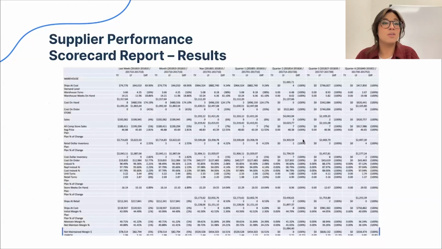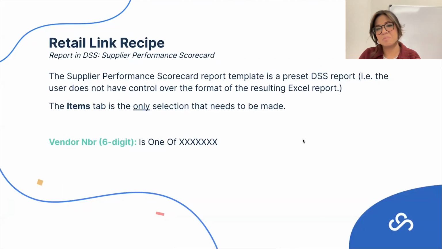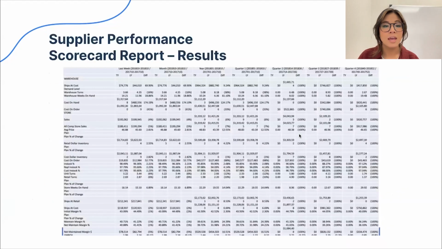And essentially, that's the only selection that needs to be made. You can't build or choose your columns or anything like that. And this is what that spit out is going to look like. They'll give you data by last week, last month, the year, and then all of the different quarters. Just because of time, we're not going to go into all of these different metrics and what they mean.